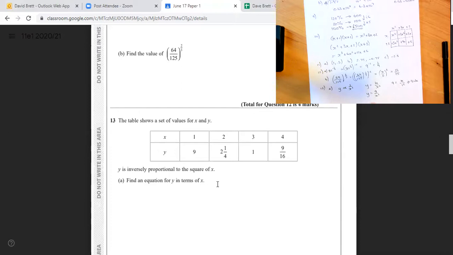Now I can quickly check that by going to when x is 3, y is 1. 9 divided by 3 squared is 1. So yes, that is the right equation.